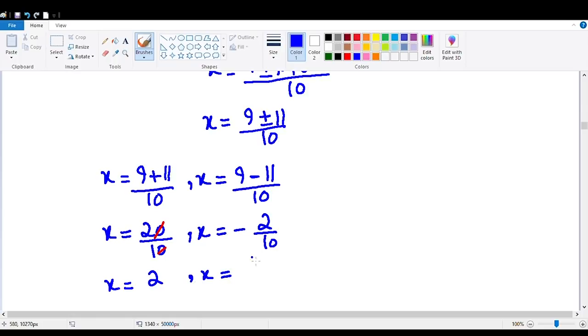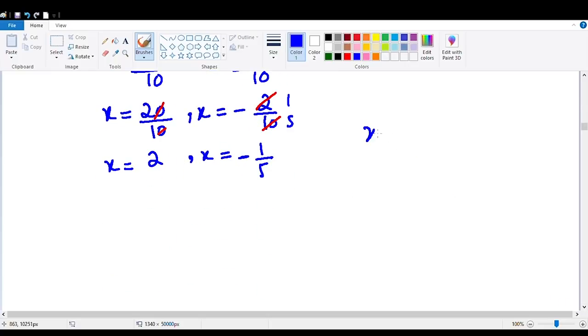So x will equal, as you can see, 2. This will be basically 1 and 5. So x will equal minus 1 over 5. So x's value, the solution set we'll get, is x equals 2 or minus 1 over 5.